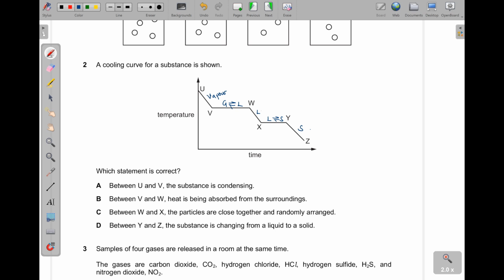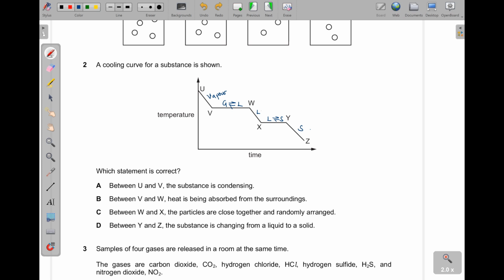So between U and V, option A, between U and V, the substance is condensing. No, condensation takes place between V and W. Then option B, between V and W, heat is absorbed from the surroundings. No, it is not absorbed from the surroundings. It is actually being lost to the surroundings.